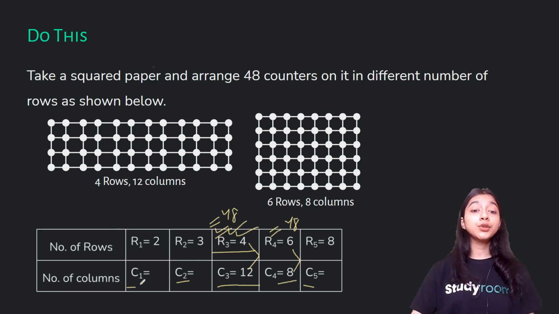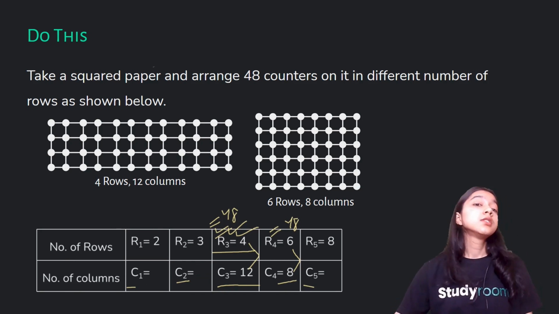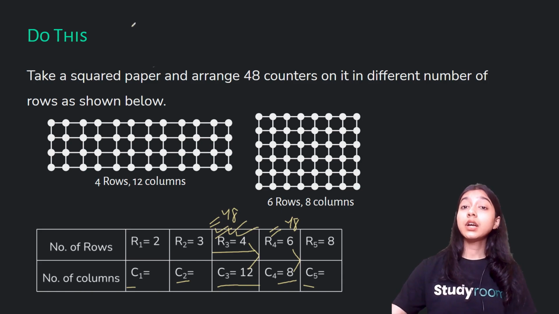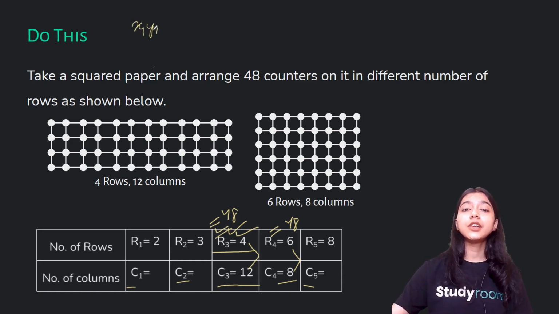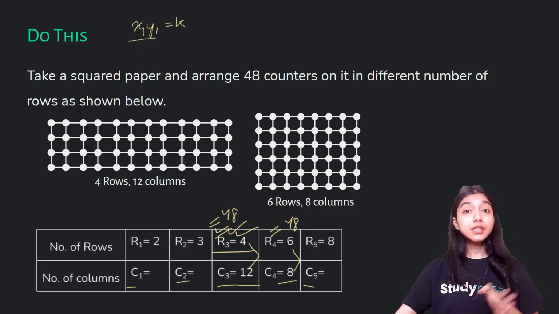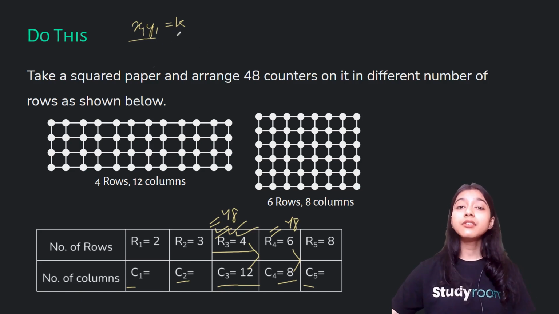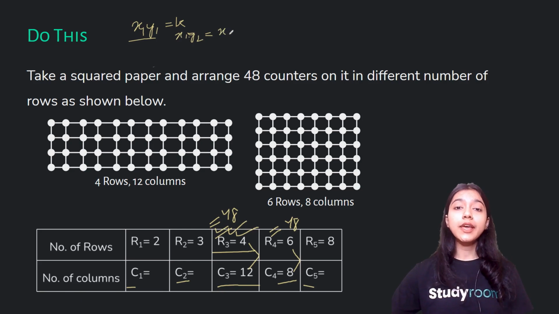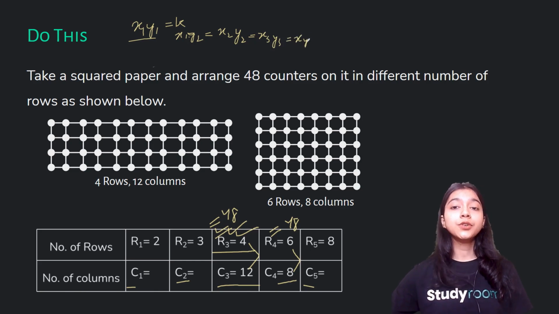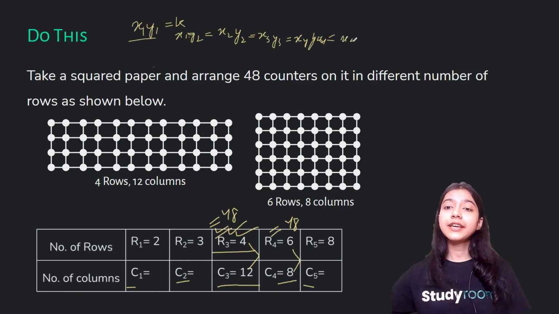Now let's calculate the values of C1, C2 and C5. So let me write the condition for inverse proportion. The condition was that the product of the first variable and the second variable will be a constant. It can be anything like x1 y1 will be equal to a constant. So we can write in this way that x1 y1 will be equal to x2 y2. This product will always be equal, will be equal to x3 y3, will be equal to x4 y4, will be equal to x5 y5.